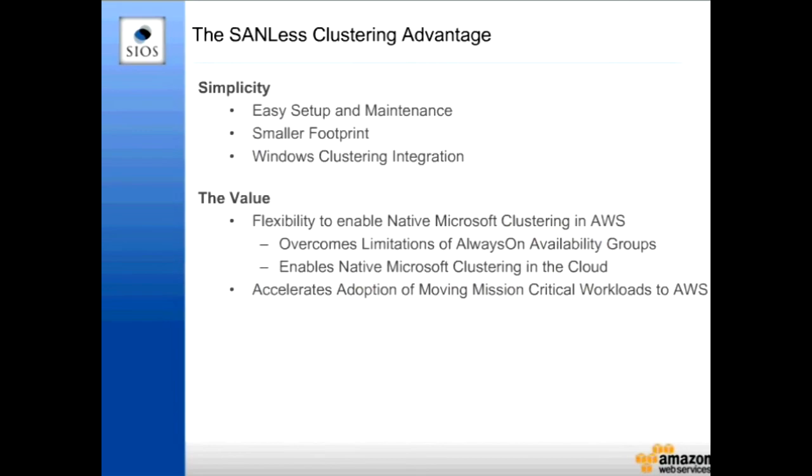And because it's fully integrated with the native failover clustering technologies, think of it like the set it, forget it principle. You just set up the replication, and from there you really don't have to think about it or manage it. That's all handled through the cluster. So this gives you the flexibility to enable the native Microsoft clustering in AWS, and it just makes it that much easier for you to adopt moving mission-critical applications into an EC2 environment here.